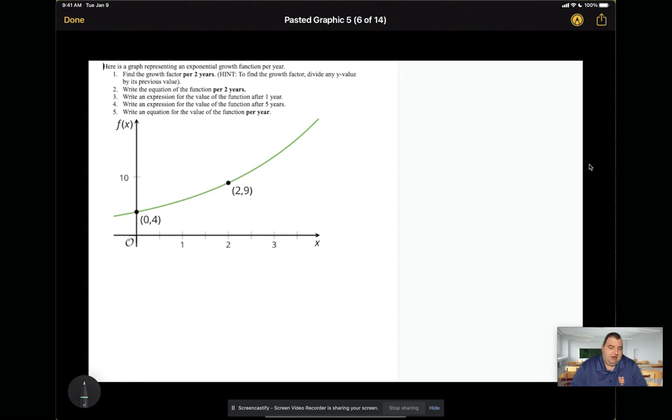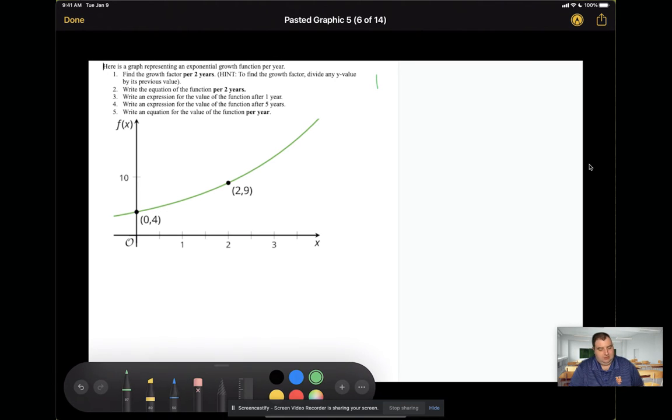So here is a graph representing an exponential growth function per year. Find the growth factor per 2 years. To find the growth factor, divide any y value by its previous value.